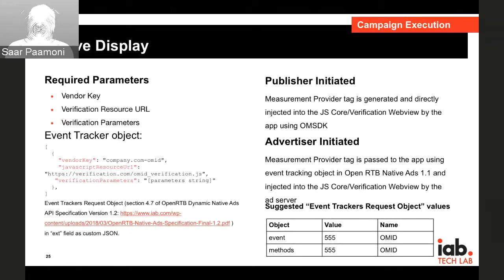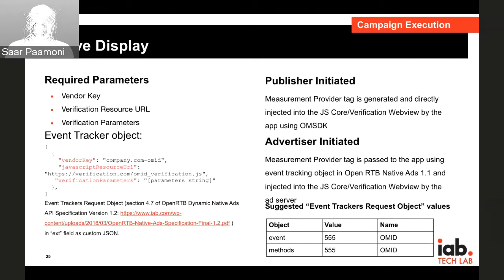So, just a deep dive into native display a little bit. First off, these three parameters on the top left side are the three parameters that will be needed in any execution. A vendor key is basically a string that identifies the measurement vendor. The verification resource URL is the base URL for the measurement tag. And the verification parameters are a set of IDs representing the client, advertiser, publisher, and campaign IDs, basically provided by the measurement provider.